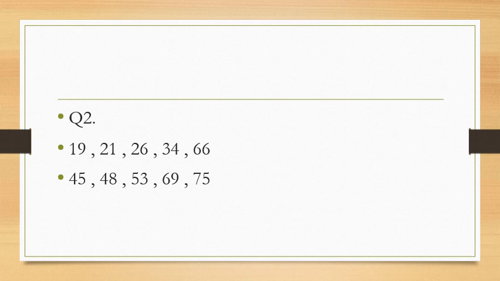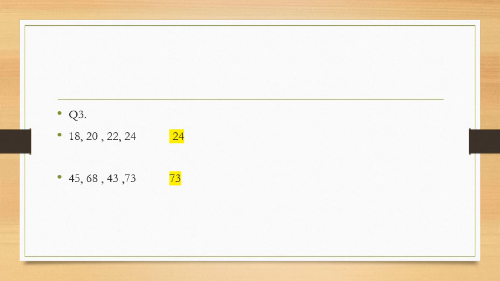Now look at the next part children. Here you will see that 45 is the smallest among these numbers. So first you will write 45, then the next number will be 48, then the next number will be 53, then the next number will be 69, and in the last you will write 75 as it is the greatest among these numbers. So children, in this way you will arrange these numbers in ascending order.